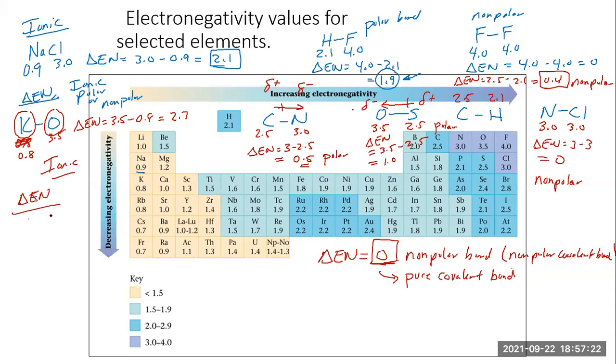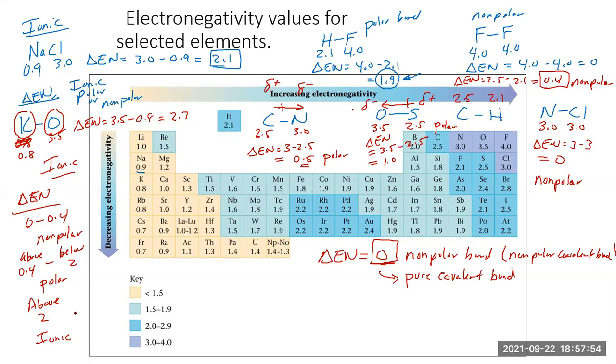So basically, when you do the difference in electronegativity, anywhere from 0 to 0.4 is considered a non-polar bond. Anywhere above 0.4, which is really like 0.5, to below 2 is considered a polar bond. And anywhere typically above 2 is considered ionic. And again, there are some exceptions, even with ionic, that you can have a difference that is not really above 2 and still be ionic.